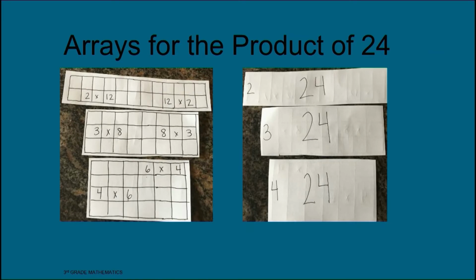For the product of 24, there are 4 different arrays, but we only asked you to create 3 of the 4. Your array should look similar to the ones that are shown here. You should have the 2 by 12 or the 12 by 2, the 3 by 8 or the 8 by 3, the 4 by 6 or the 6 by 4.